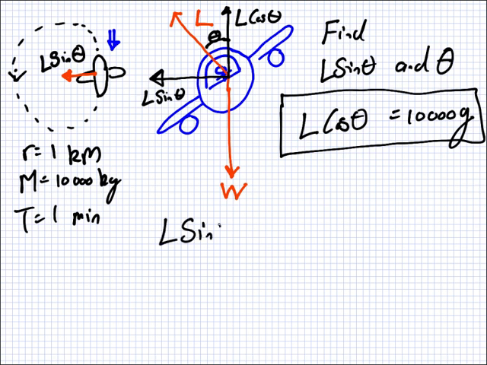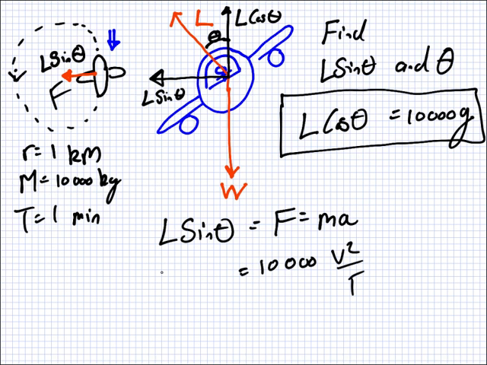L sine theta is equal to F. That's the force that makes it move, makes it accelerate. But its movement is in a circle, so we have a special formula for a. So this is 10,000 v squared over r, and this is L sine theta.